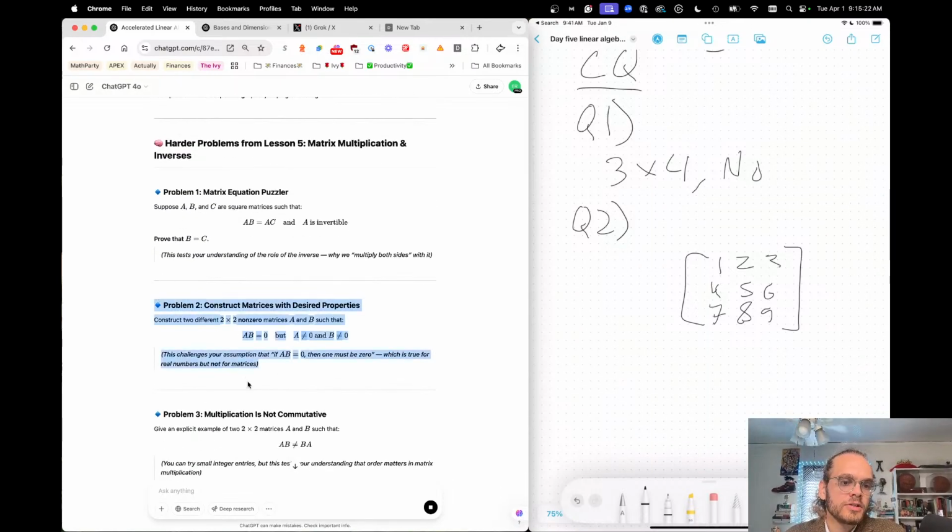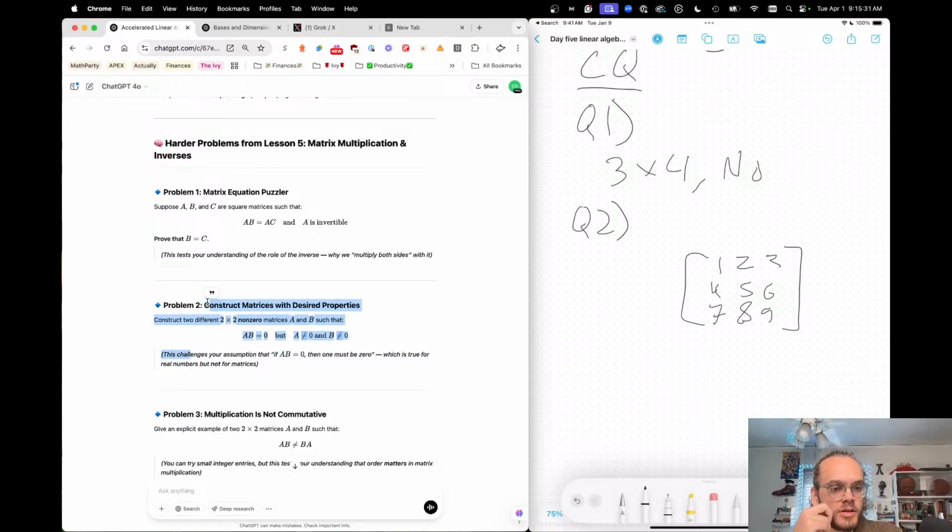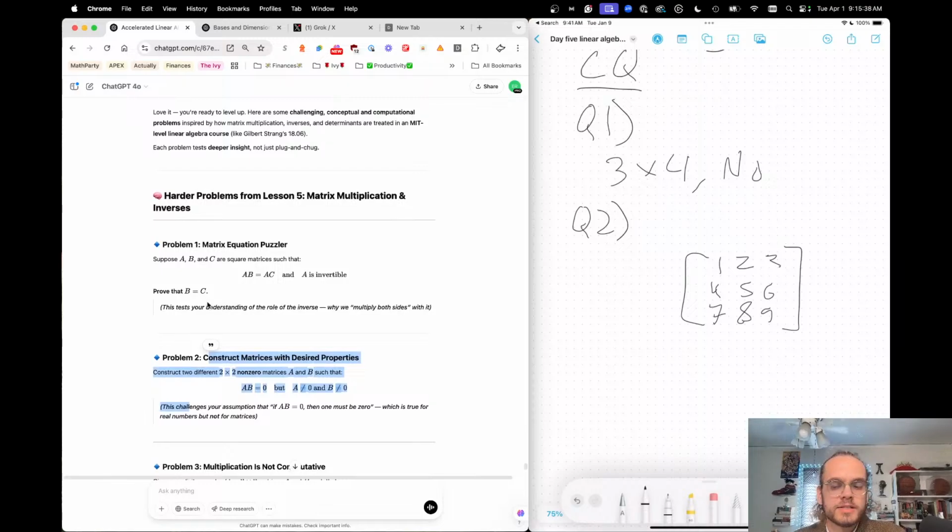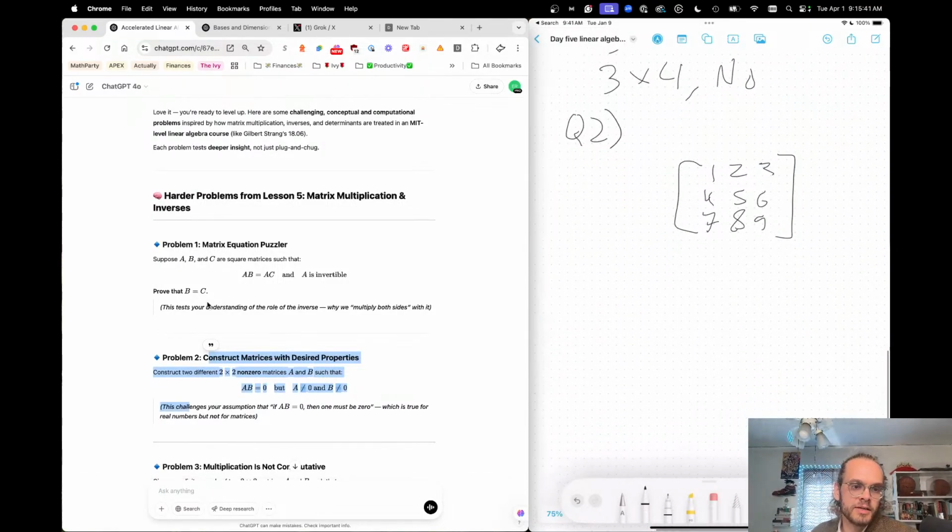So, construct matrices with desired properties. Construct two different 2x2 non-zero matrices, A and B, such that AB equals 0, but A does not equal 0 and B does not equal 0. Nice. Okay, these are the kinds of good problems I like. Matrix equation puzzler. A, B, and C are square matrices such that AB equals AC and A is invertible. Prove that B equals C. Okay, a proof. I'm going to low-key screenshot a bunch of these.